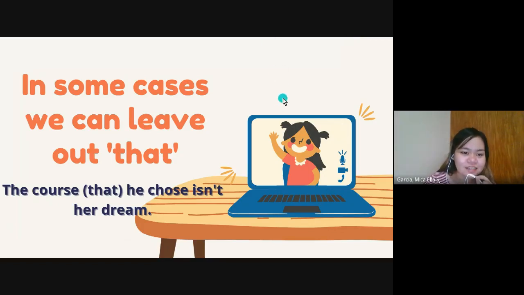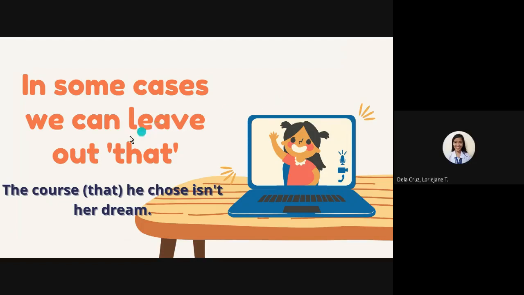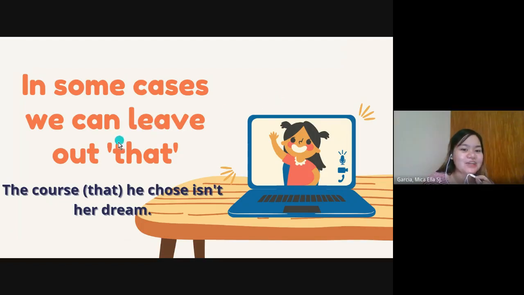Did you understand? Yes po. In some cases, we can leave out the word that, or it means that we can omit or we can remove the word that.